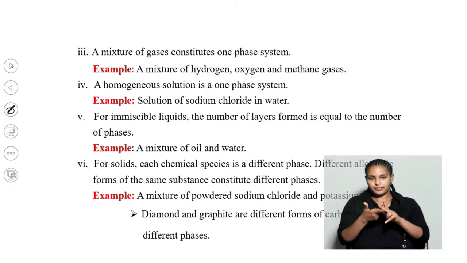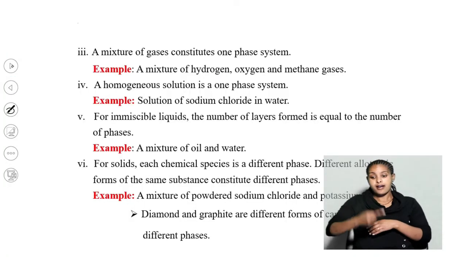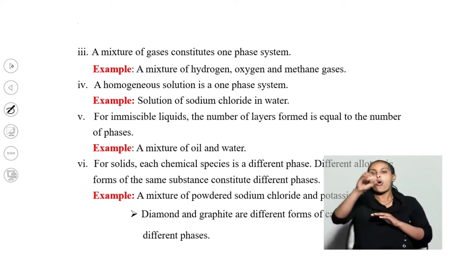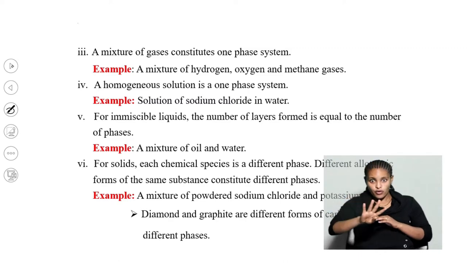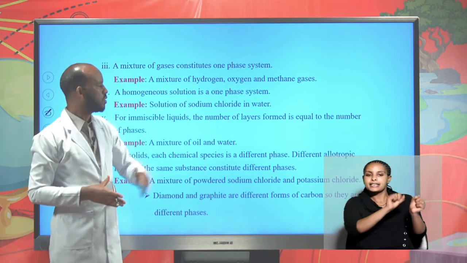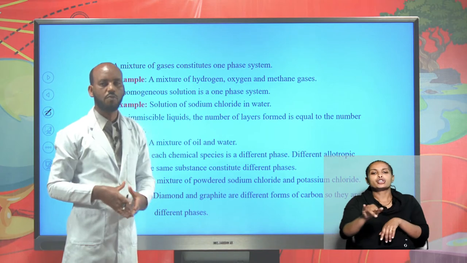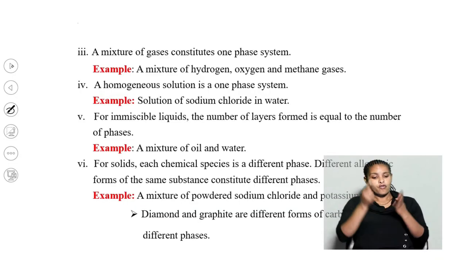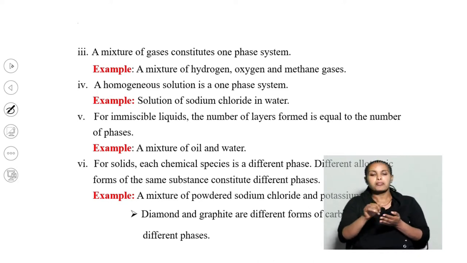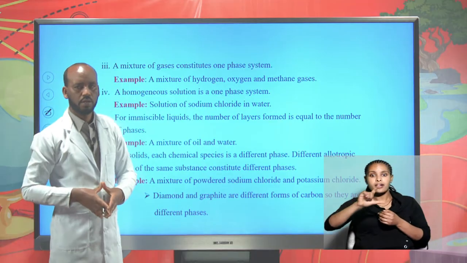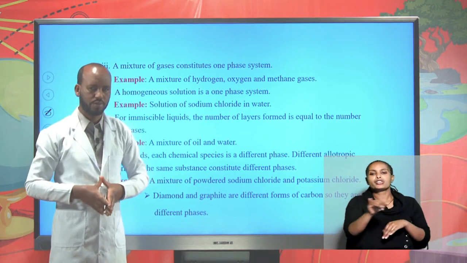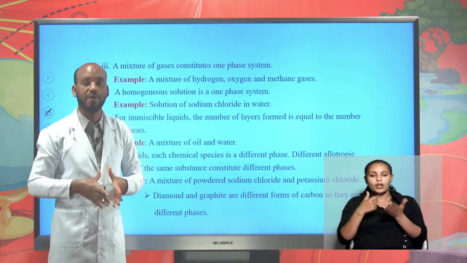3. A mixture of gases constitutes one phase. A mixture of hydrogen, oxygen, and methane gases is a one-phase system, because this is a homogeneous gas phase. 4. A homogeneous solution is a one-phase system. Consider a solution of sodium chloride in water. If sodium chloride dissolves in water, it forms a homogeneous aqueous solution, which is a one-phase system.